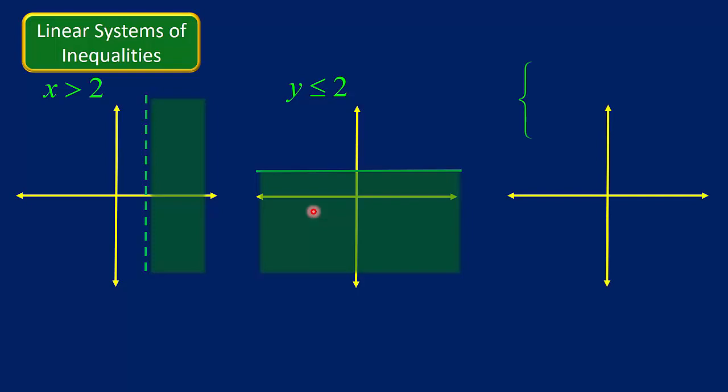Now, let's suppose we want to put these together. I want to shade the region where the x values are strictly greater than 2 and the y values are less than or equal to 2. Well, if you put these two together that we just sketched here and shade where they overlap, you would find this region right here, below the y less than or equal to 2 and to the right of x greater than 2. And that would be our solution region. Now this is a system of linear inequalities. And the solution region is represented right here by this shading.